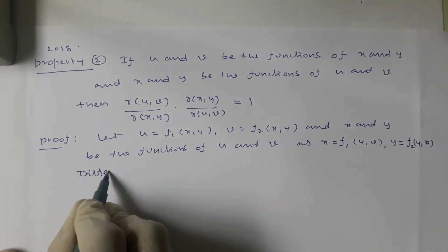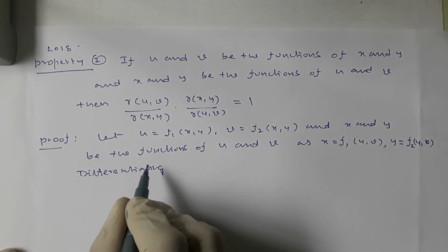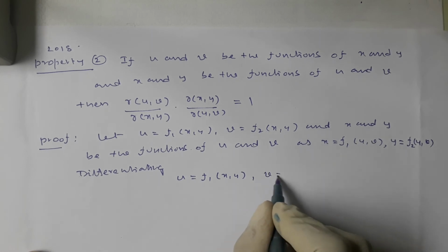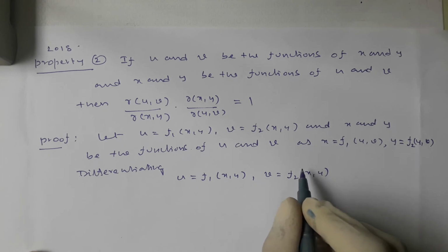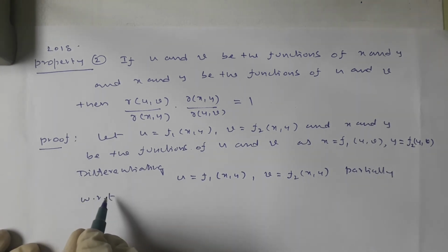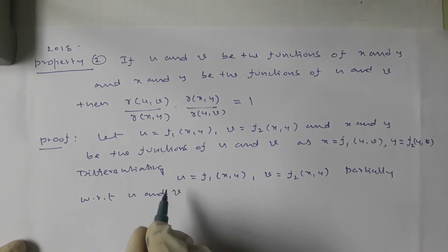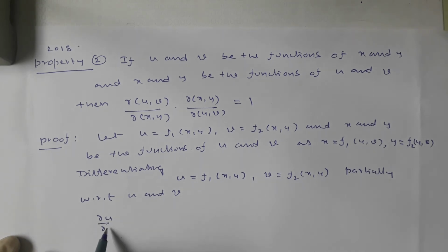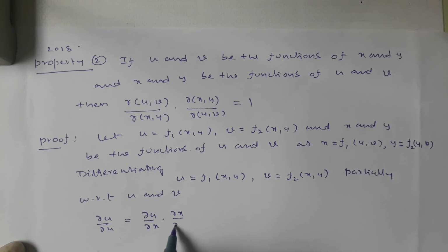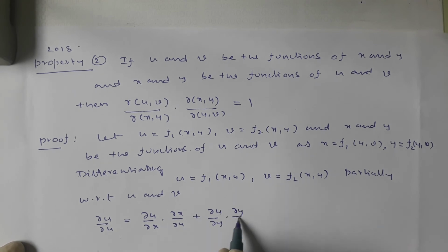Differentiating u is equal to f1 of x comma y, comma v is equal to f2 of x comma y, partially with respect to u and v, so that dou u by dou u is equal to dou u by dou x into dou x by dou u plus dou u by dou y into dou y by dou u is equal to 1, as dou u by dou u is cancelled.